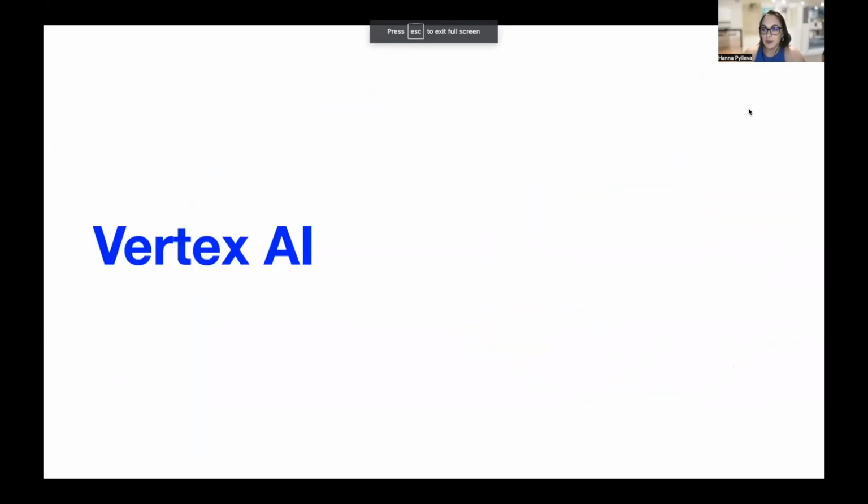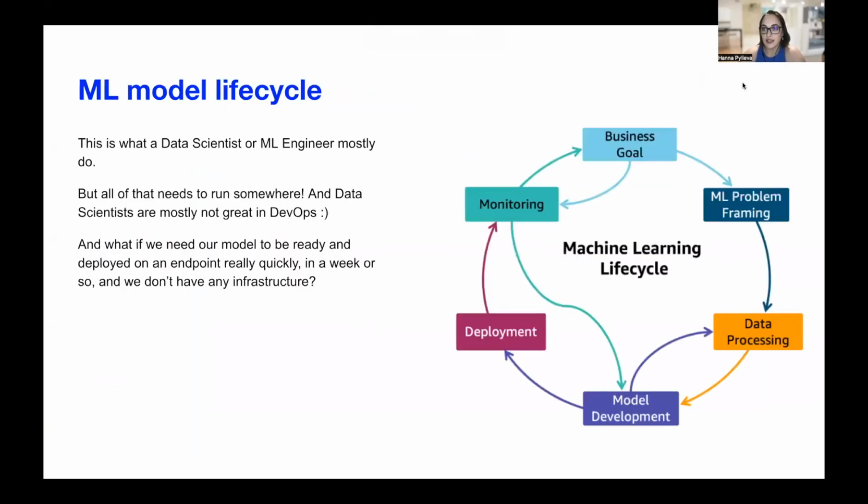So let's recap a machine learning cycle, and this will be an intro to what Vertex AI actually provides us in the scope of developing a machine learning solution. If we have machine learning models, we mostly start with a business goal. We define why we need this machine learning model. Then we frame the machine learning problem.